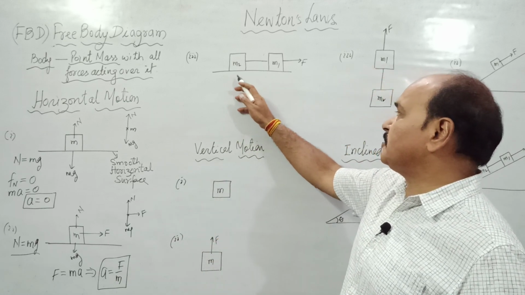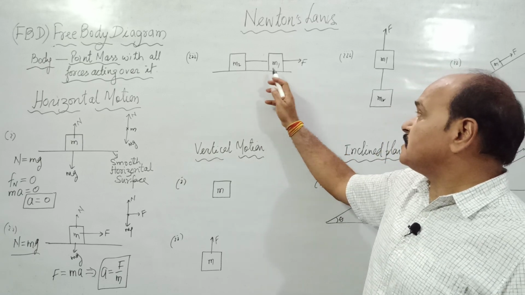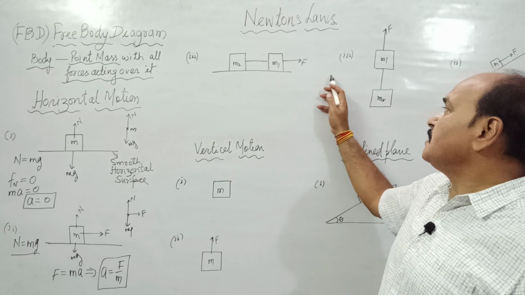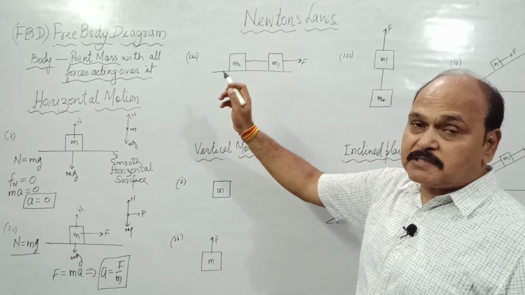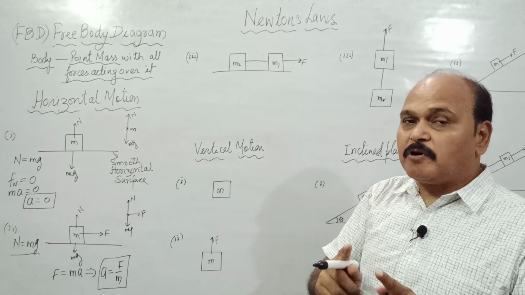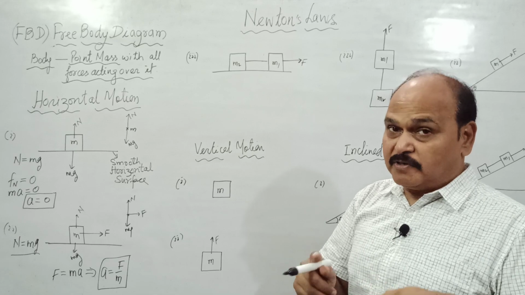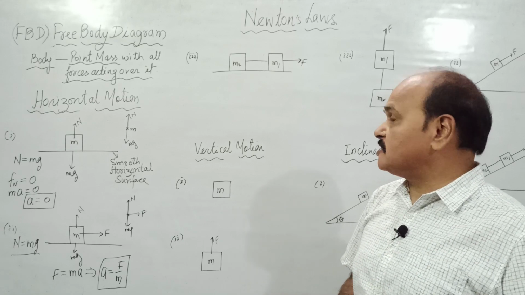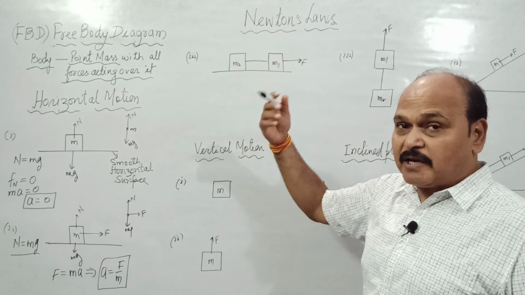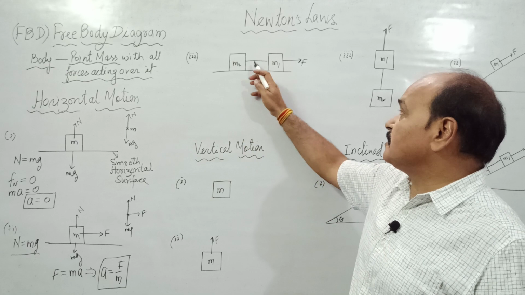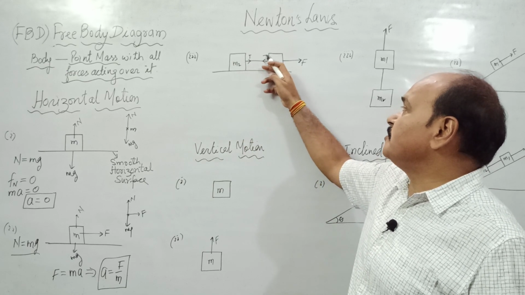Now, this is situation number 3 for horizontal motion, where there are two masses over a smooth horizontal surface, and there is a force F acting over this mass. Both the masses are connected to each other with the help of a massless, inextensible string. We have studied about the massless, inextensible string. Well, the tension in the string is an example of an action-reaction force, and the tension in the string is made away from the mass, and the tension is going to be T each.